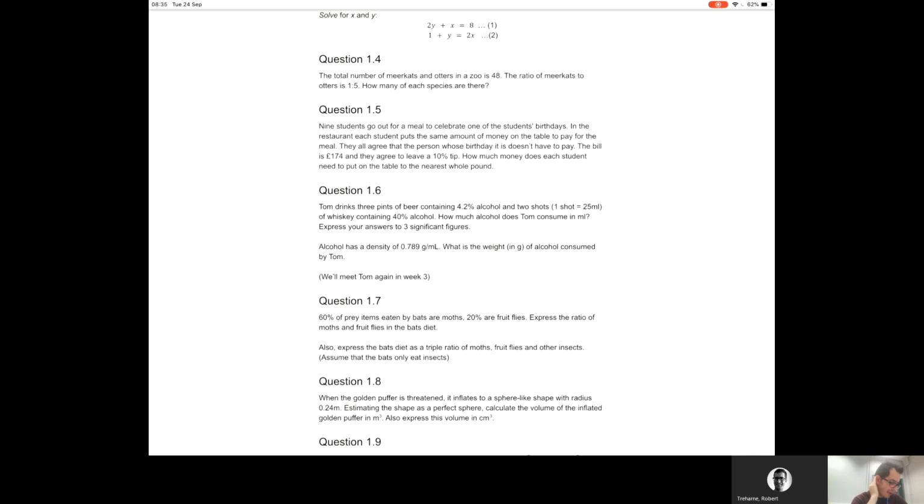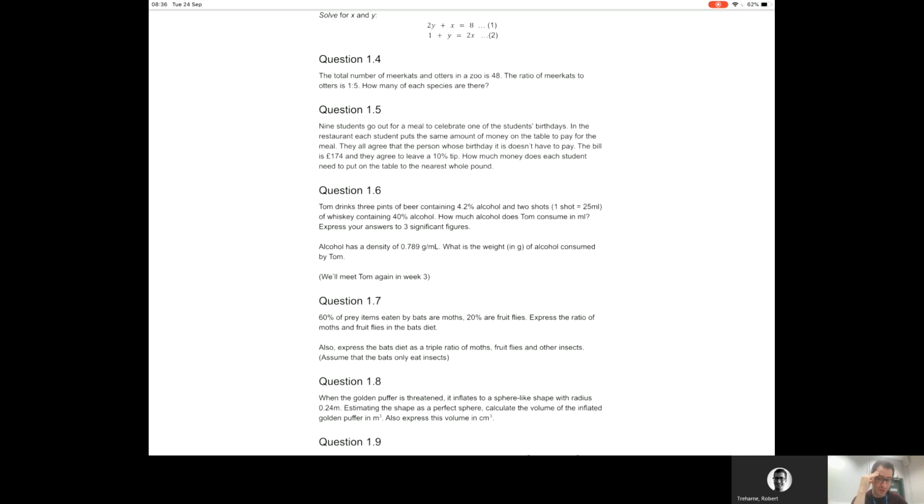I've also told you that alcohol has a density of 0.78 grams per milliliter. What is the weight in grams of alcohol consumed by Tom? So lots are going on in this question. First, you've got to figure out how much Tom has consumed in milliliters of alcohol, which is a straightforward percentages question. And then I'm going to ask you to convert from milliliters to grams.